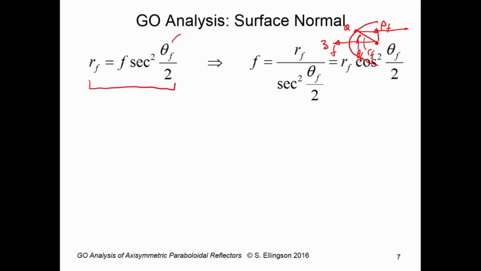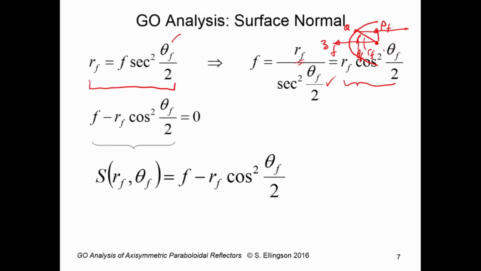So now I can solve this expression for f, the focal distance: that's r sub f divided by secant squared theta sub f divided by 2. I can rewrite this as r sub f cosine squared theta sub f divided by 2. Now I want something which gives me 0, as I indicated on the previous slide. So I simply subtract the right-hand side from both sides, and I get f minus r sub f cosine squared theta sub f divided by 2 equals 0.